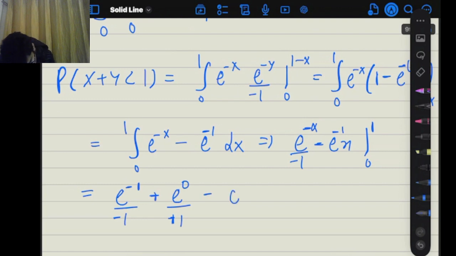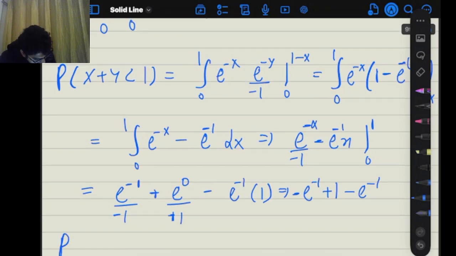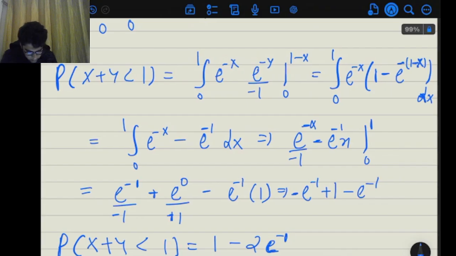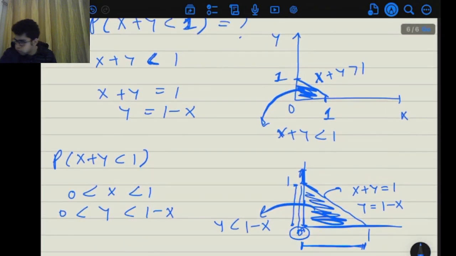And now minus e to the power minus 1 and 1. So this becomes minus e to the power minus 1 plus 1 minus e to the power minus 1. So probability of x plus y less than 1 becomes 1 minus 2 e to the power minus 1. I hope what I'm doing is correct. Let me just check once if what we have done so far is correct or not. Seems like it is correct, but we need to check that at the end. I have taken the limits properly.